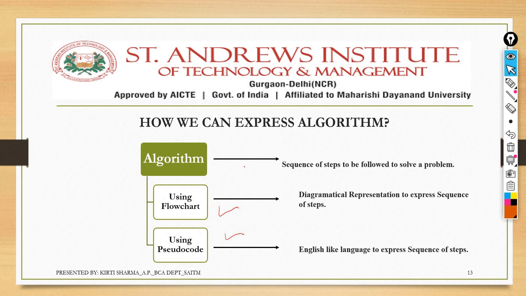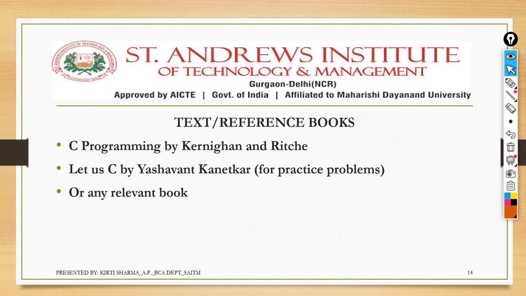As we already know, an algorithm is a sequence of steps to be followed to solve a problem. To express the algorithm, there are two things: flowcharts and pseudocode. A flowchart shows a diagrammatic representation, and pseudocode expresses the algorithm with the help of English-like language. Any language could be used, but here we take English as the standard language. We will understand these two approaches one by one in the next lecture.